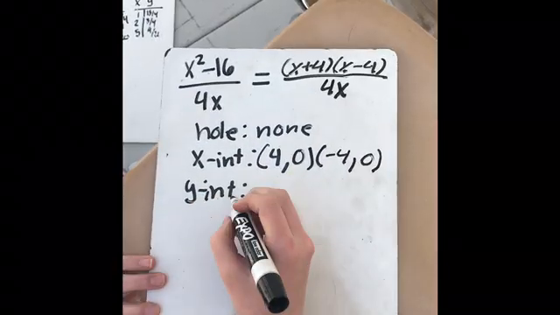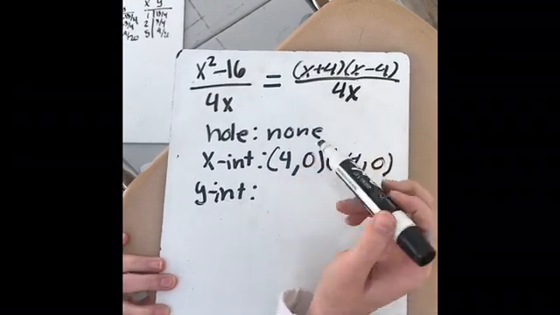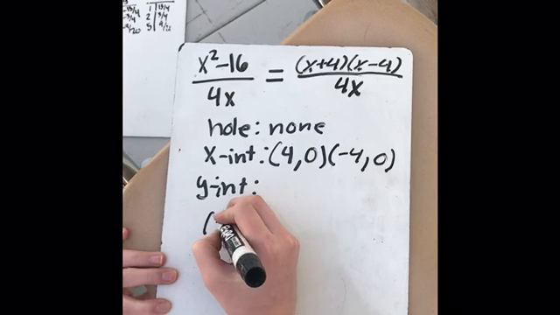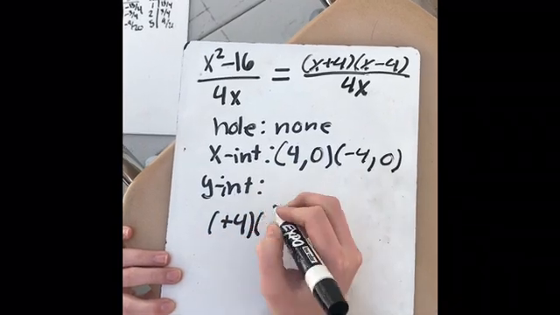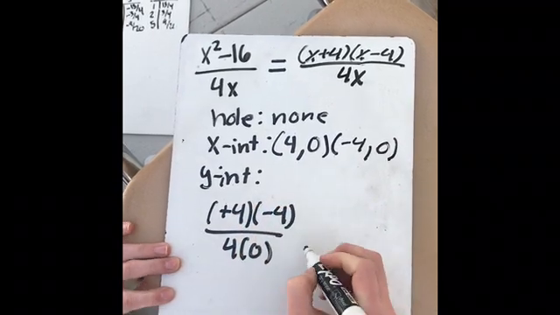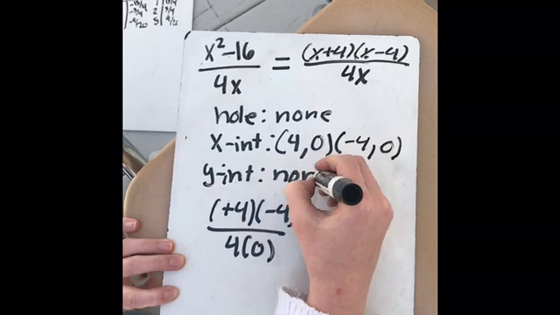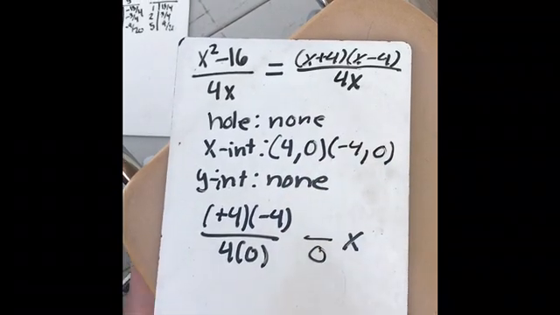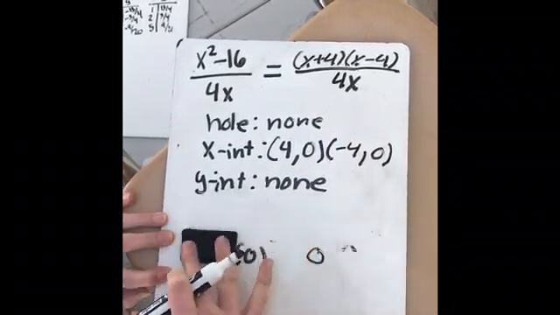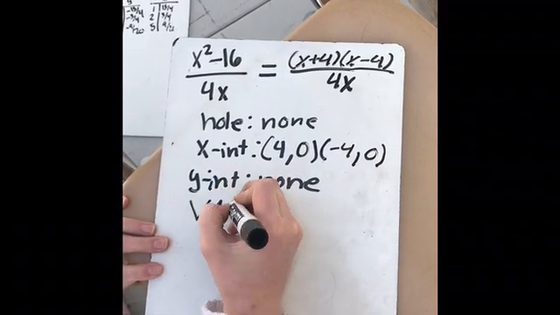Okay, next is the y-intercept, and we do that by putting in zeros for all the x's. So then we have 4 times negative 4 over 4 times 0. Because there's a 0 at the bottom, there is none. So I'm going to put no y-intercept.